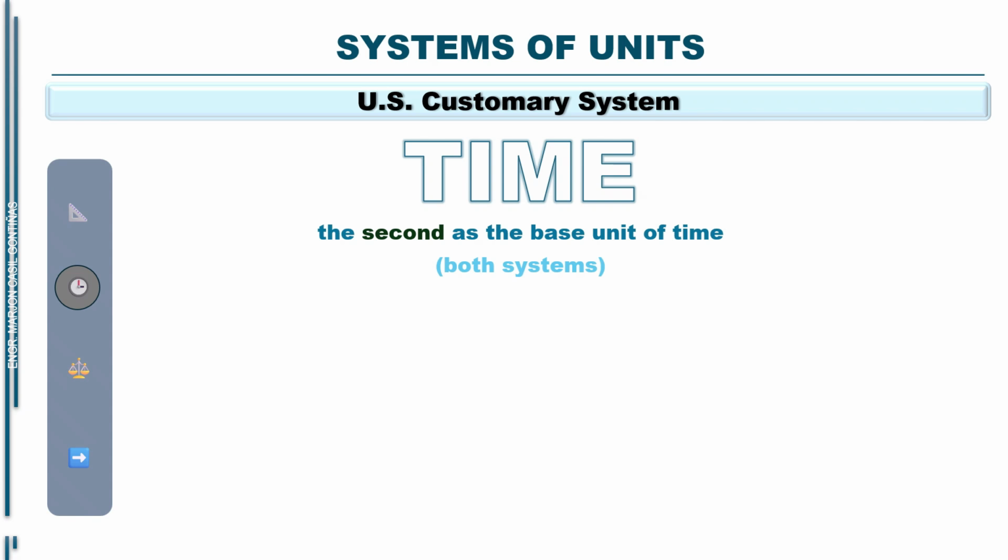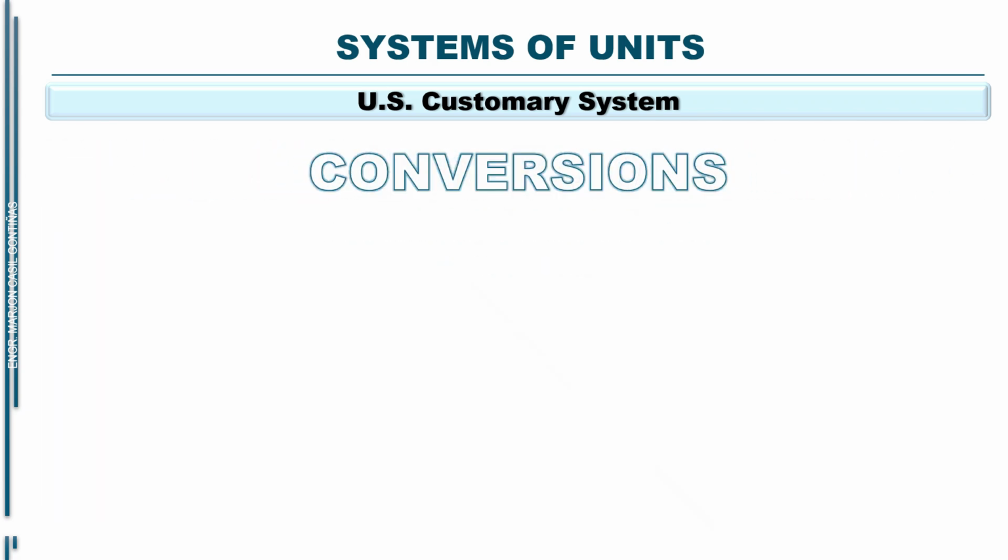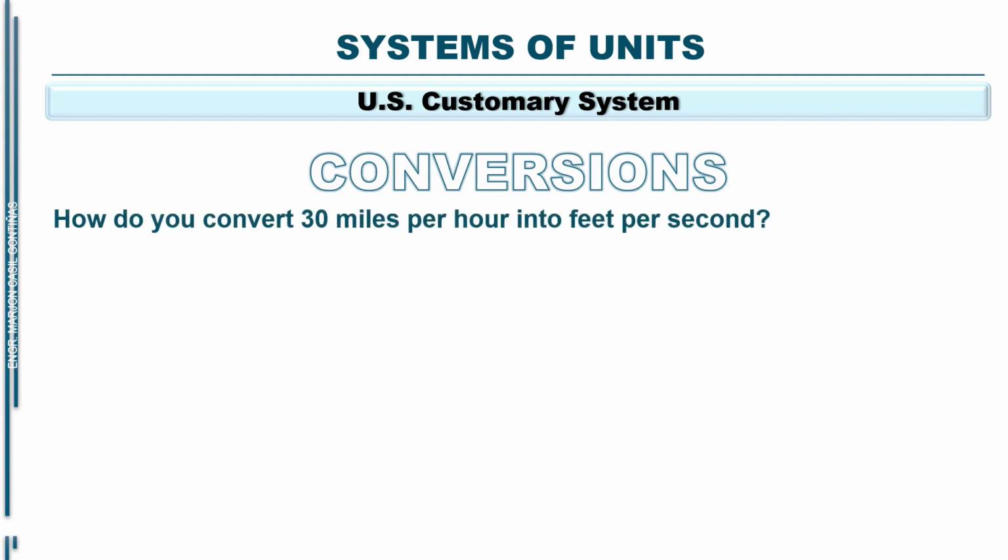Now, if you're working with US customary units, here's a heads up. Conversions aren't always as straightforward as with SI units. They need a little more attention. Let me show you an example you'll probably encounter. How do you convert 30 miles per hour into feet per second? Step 1. Write your given speed. 30 miles per hour. Now, we want feet per second, so we'll use conversion factors that cancel out miles and hours.